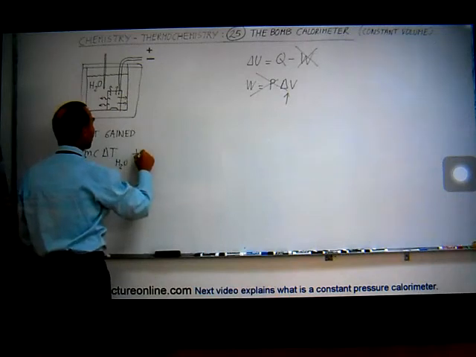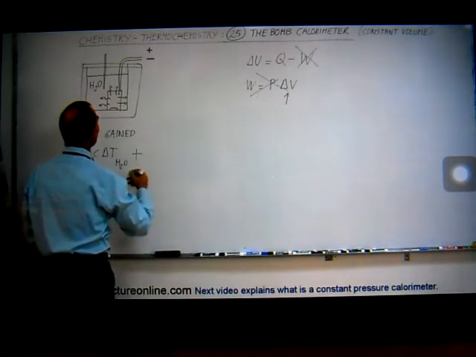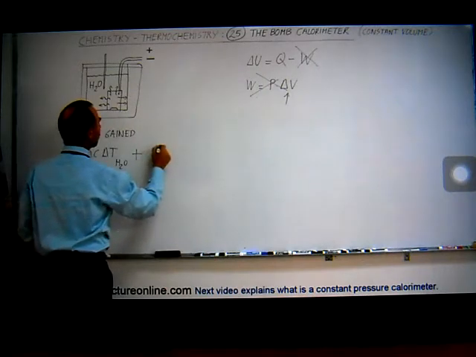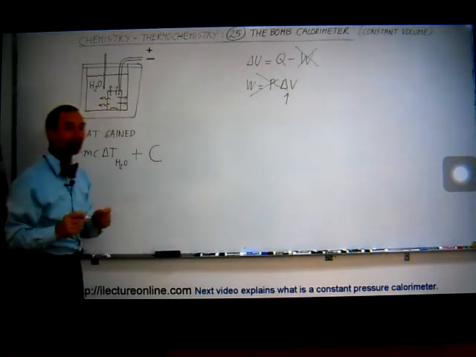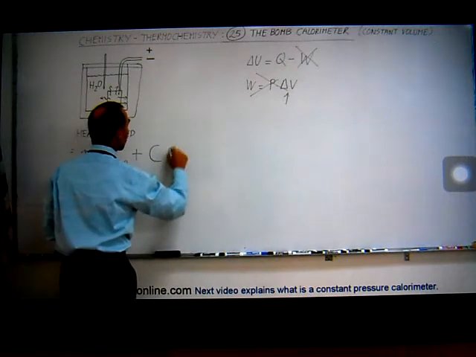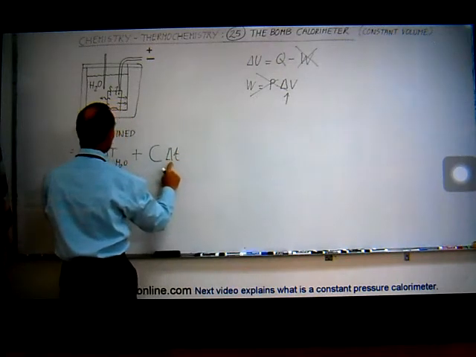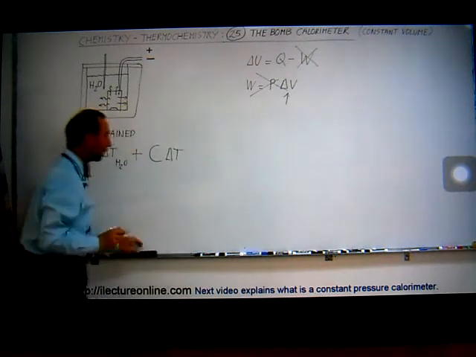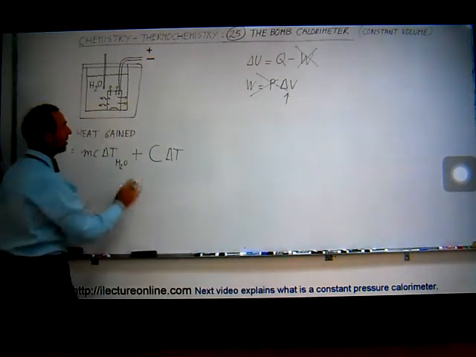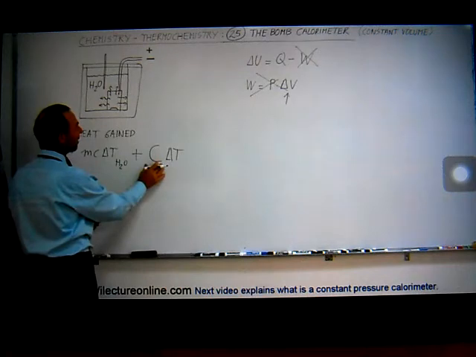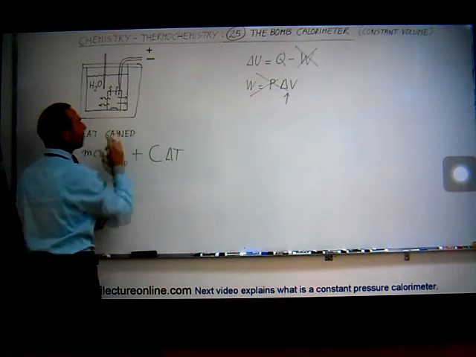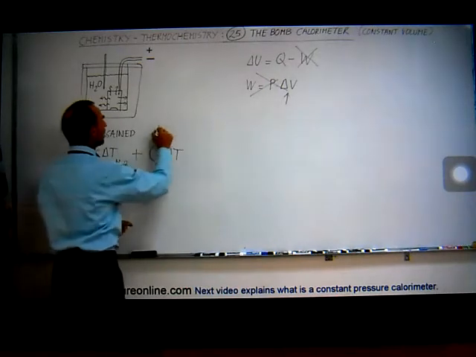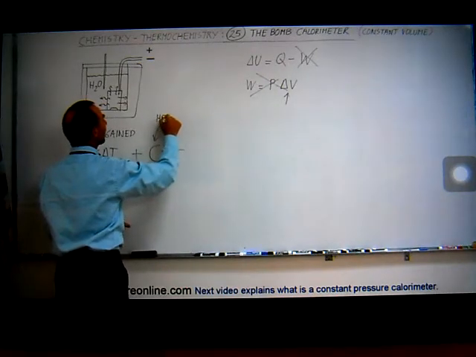To that, we have to add the heat capacity of the calorimeter. So we use the big letter C for heat capacity of the calorimeter times the change in the temperature. This, of course, would be the same change, and I should use the same T right there. Now, again, what is the heat capacity? The heat capacity is equal to the mass times the specific heat of the calorimeter, but usually we just have a single number representing that. So this is called the heat capacity of the calorimeter.